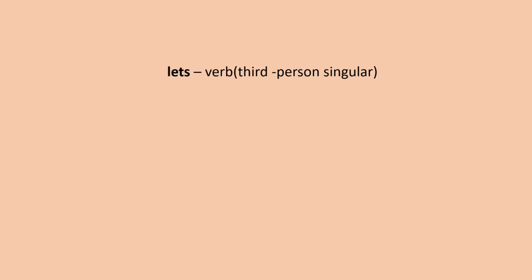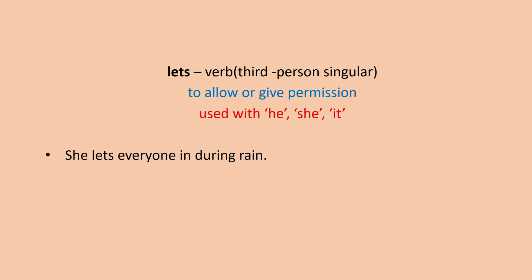The next word, lets without an apostrophe, is a verb and it is used with a third person singular pronoun. What is the third person? Third person is he, she, or it. So whenever he, she, or it is singular, you use the word lets. The verb lets means to allow or to give permission. For example, she lets everyone in during rain. He never lets me watch my favorite TV show. She and he both are third person singular, and here lets without an apostrophe is used.